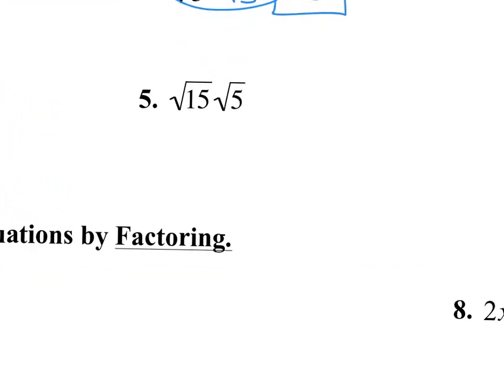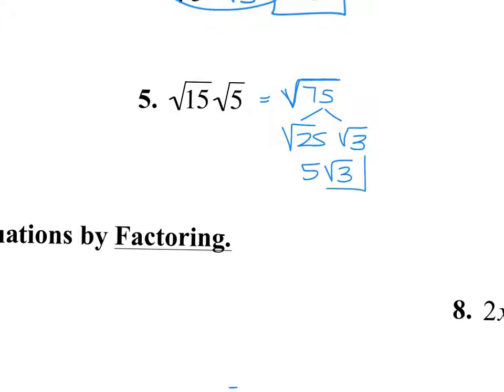Okay. 15. What do you do first? You're going to multiply those together. 15 times 5 is 75. So this is the square root of 75. What perfect square can you take out of there? 25 and 3. So you get 5 rad 3.